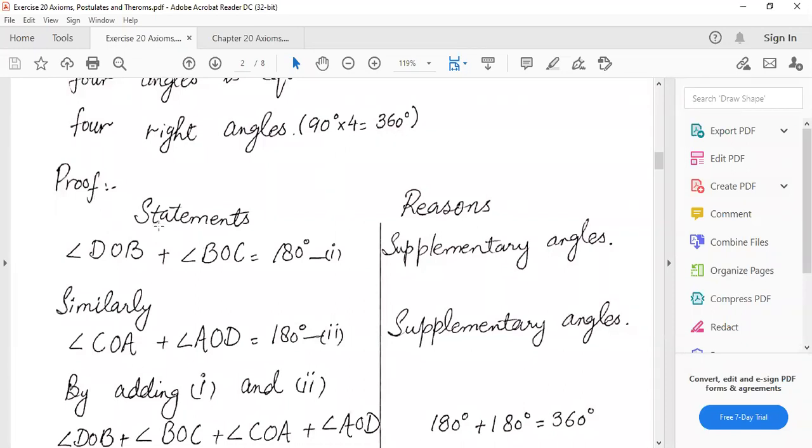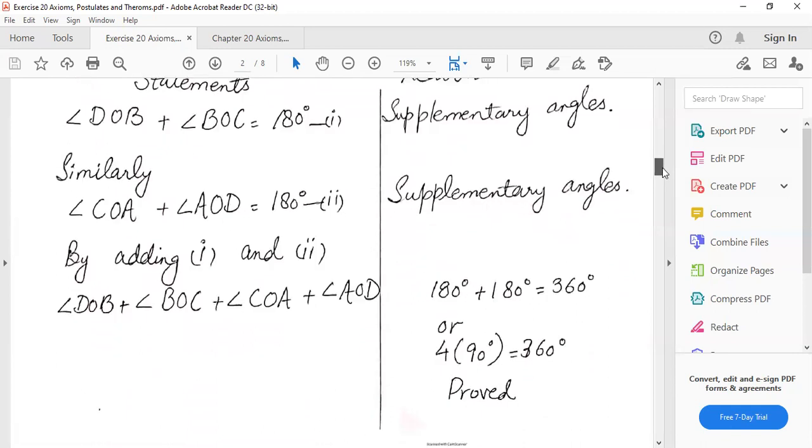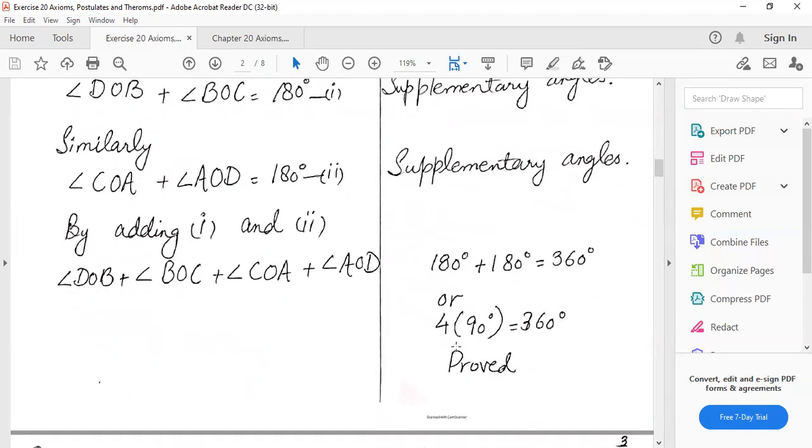And now we are going to prove it with statement and reason. Here we are using 360, half of 360 is 180. We will not use vertical angles. We will follow the supplementary angles. We will go 90 plus 90 is 180. Straight line angles like DOB plus BOC is equal to 180-degree, the supplementary angle. Similarly, COA and AOD is equal to 180-degree. It is a supplementary angle. And by adding 1 and 2, we get 180 plus 180 is 360, or 4 multiplied by 90 is 360. We can do it easily.